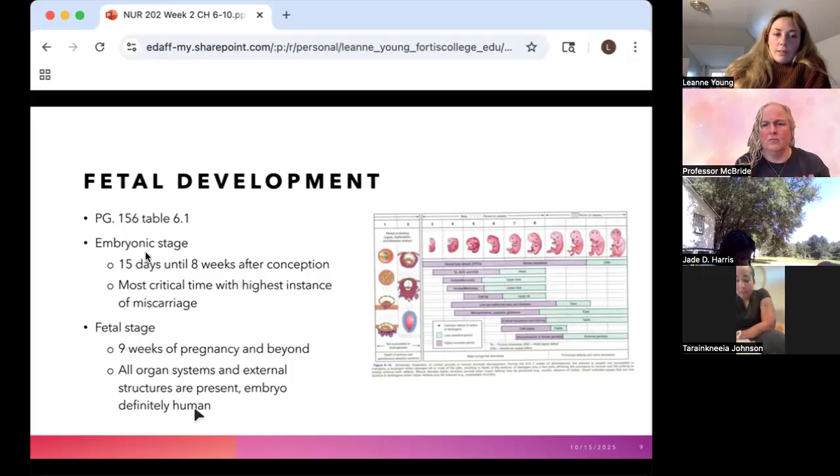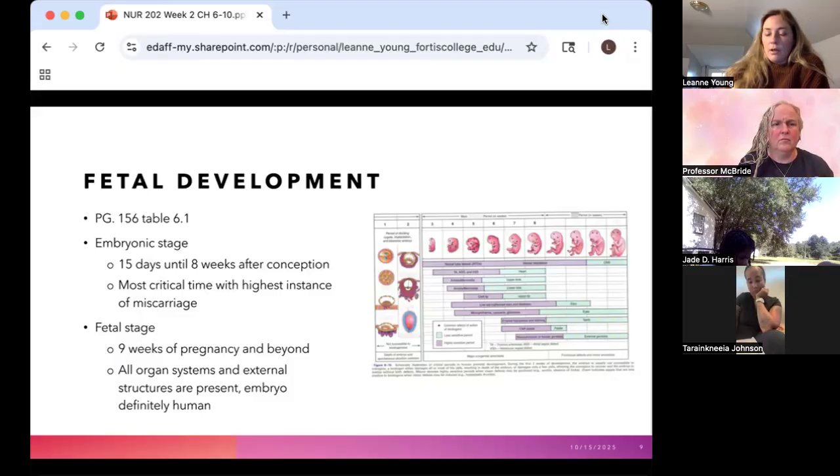This is when all organ systems and external structures are present. The embryo is definitely human, and we're doing a little bit more testing, and the appointments are going to be a little bit more regular. Ultrasounds are going to be about every 4-ish weeks, depending on the mom's medical history and just in general how she is doing during the pregnancy.